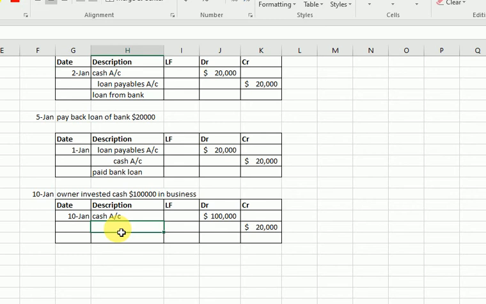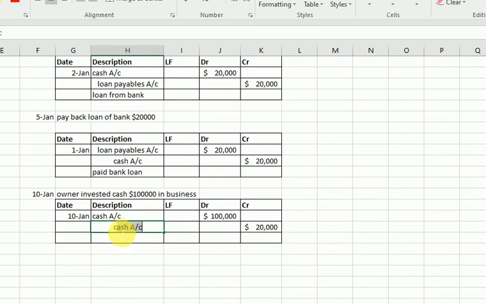But on the other side, look at this: where does the cash come from? In the double entry system, there is a double effect. So the cash comes from the owner, it means that the owner has invested. The owner invested $1,00,000 in the business, so the business owes $1,00,000 to the owner, and that is called capital or owner equity.